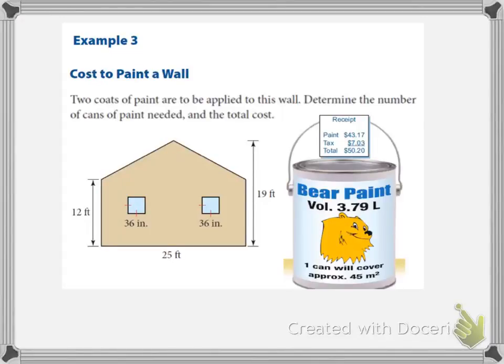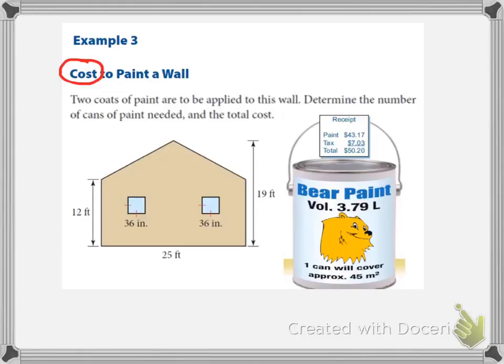Okay, in example 3, we are going to talk about the cost of doing a job, and then you will be using area in real life. 2 coats of paint are to be applied to this wall. Determine the number of cans of paint needed and the total cost.